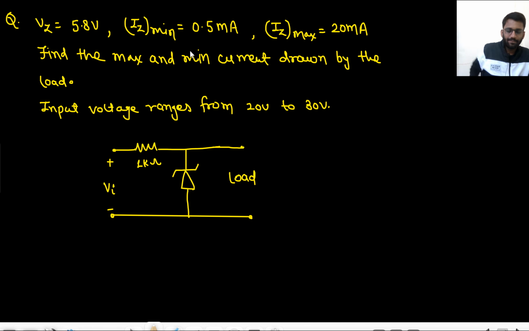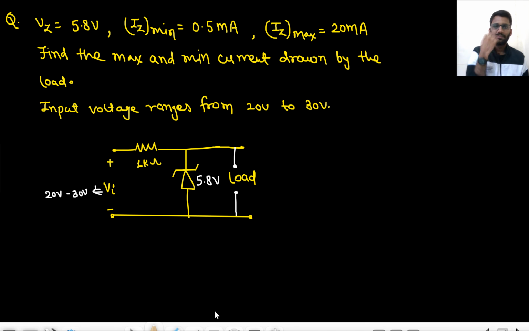So Vz is given, Iz minimum is given, Iz maximum is given. You have to find the maximum and minimum current drawn by the load. Where is the load? This is the load. The value of load, RL, is not given. You have to find the maximum and minimum current drawn by the load, and input voltage is ranging from 20 volt to 30 volt. And this Vz is 5.8 volt.